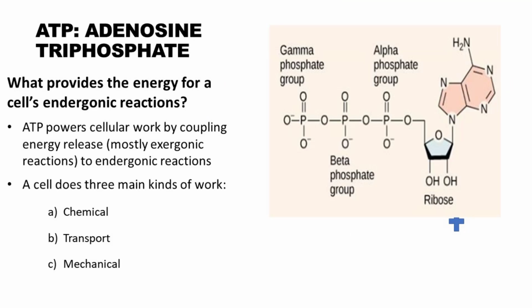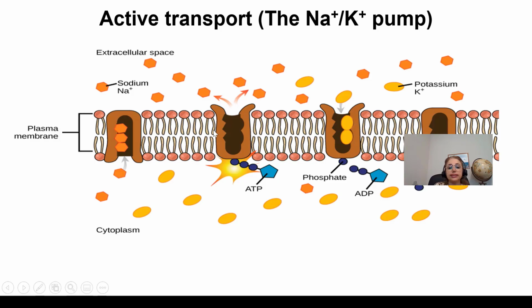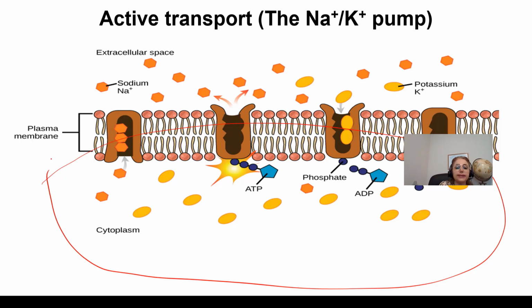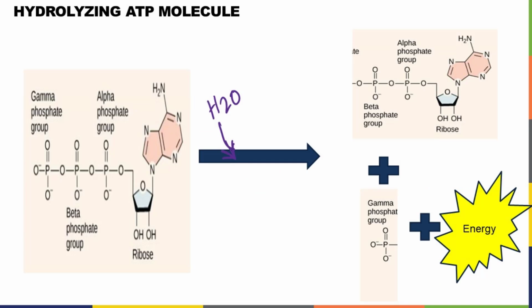So why do you need to learn about this molecule? Because our body is made of a lot of cells, and they do chemical work, transport work, and also mechanical work. An example of the transport work that our cells do is the plasma membrane that we have around our cells. You will learn about the cell membrane structure later, but for now just pay attention to the ATP molecule. So let's go back to the structure again.